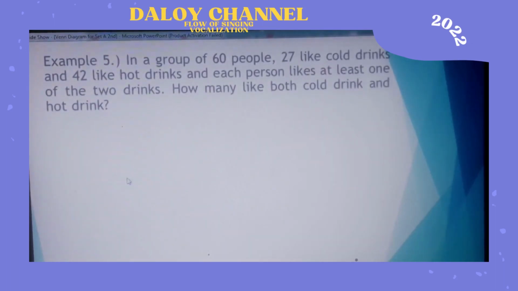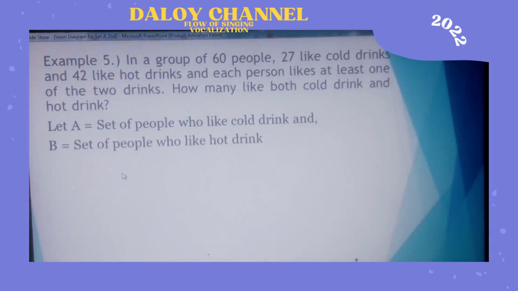We continue. Example number 5. In a group of 60 people, 27 like cold drinks and 42 like hot drinks, and each person likes at least one of the 2 drinks. How many like both cold and hot drinks? So we let A be the set of people who like cold drink, and set B for the people who like hot drink.